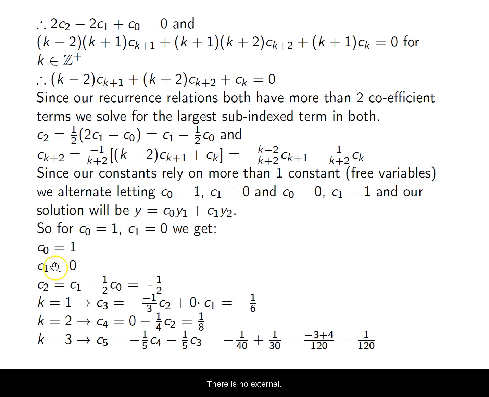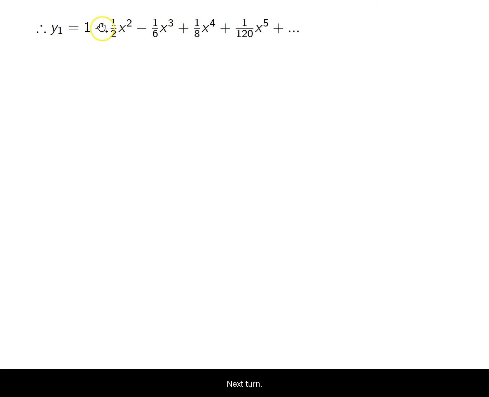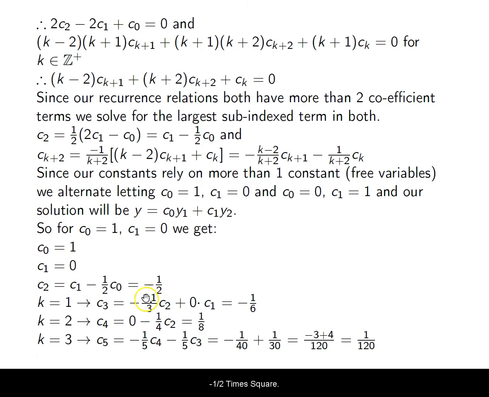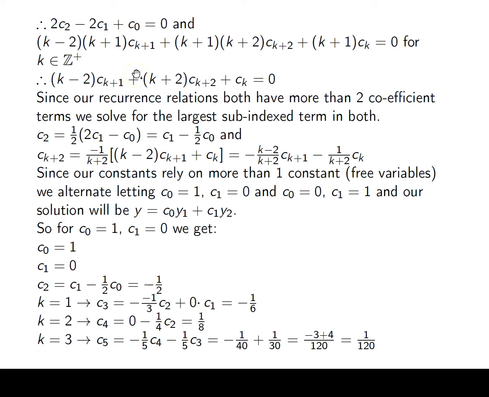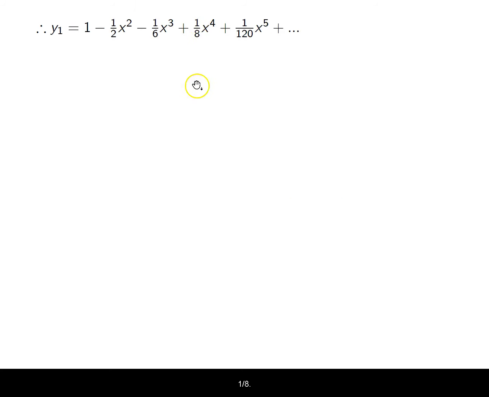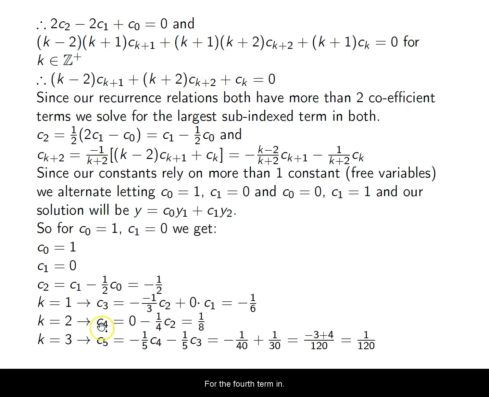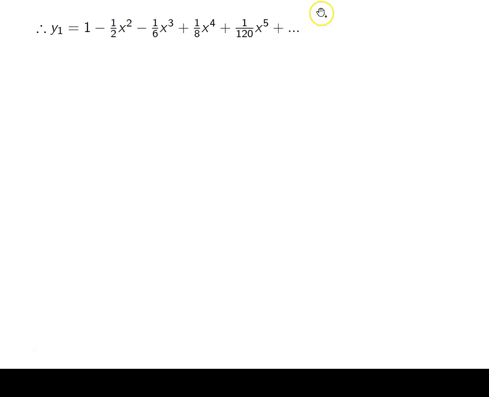So again, these values are just those coefficients that I had. 1, there is no x term, negative 1/2 times the x squared, negative 1/6 times the cube term, 1/8 for the fourth term, and 1/120th times the fifth term, and then it continues to go. Remember, this goes on forever. This is a series. It does not end.